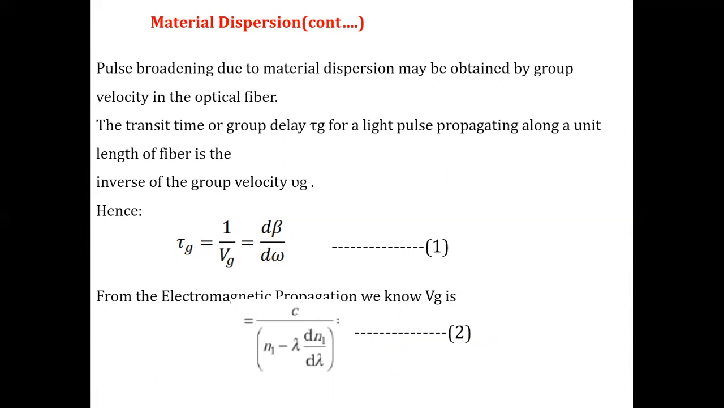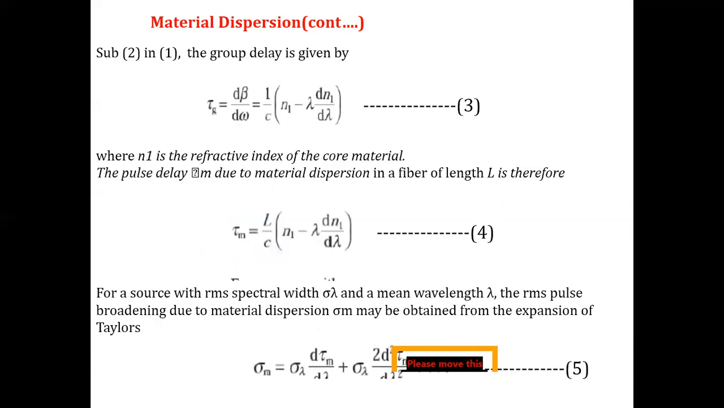From the electromagnetic propagation, we know the value of Vg, right? We have derived the value of group velocity. So the value will be Vg is equal to C divided by n1 minus lambda dn1 divided by d lambda, right? Take this as equation number 2.